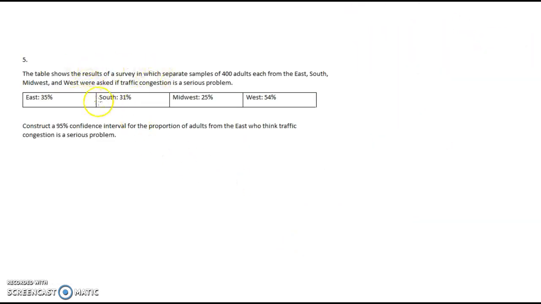Now, this time we have a table, and we're asked to construct a confidence interval for the proportion of adults from the East who think traffic congestion is a serious problem. So here's what we know. We know 35% of the people sampled from the East think traffic is a serious problem, and we know that the sample size was 400. Okay? So basically, here's our equation. It's very similar to the previous one, but here's what we've got to do.